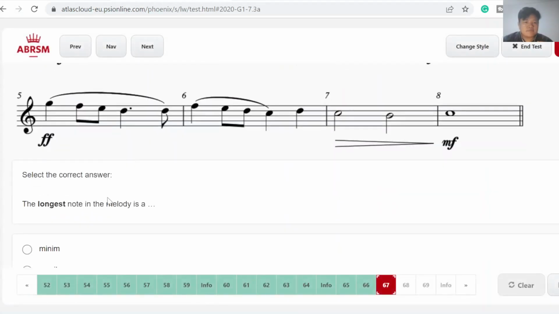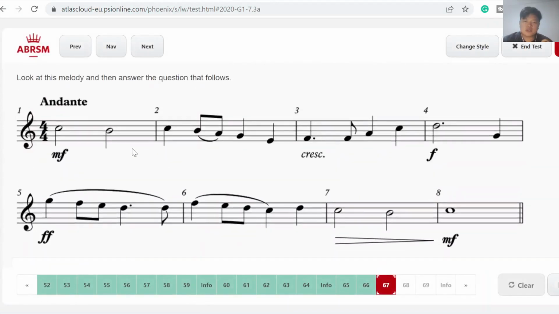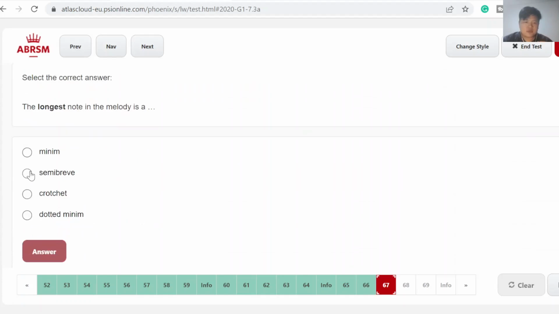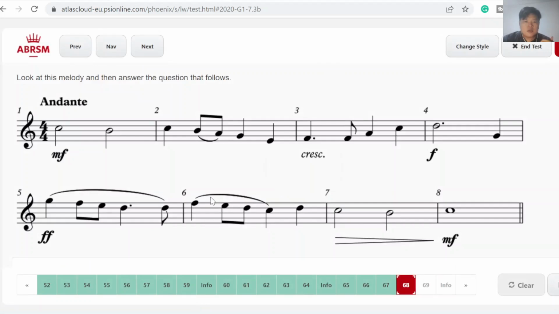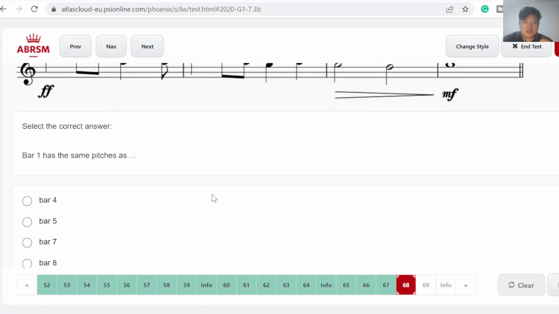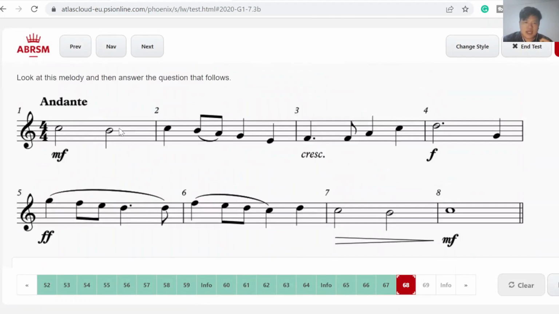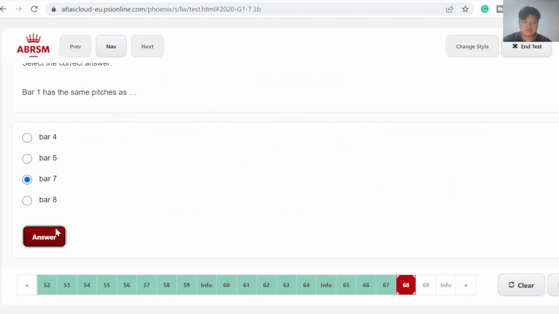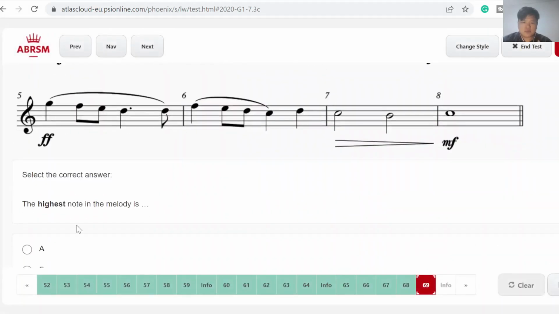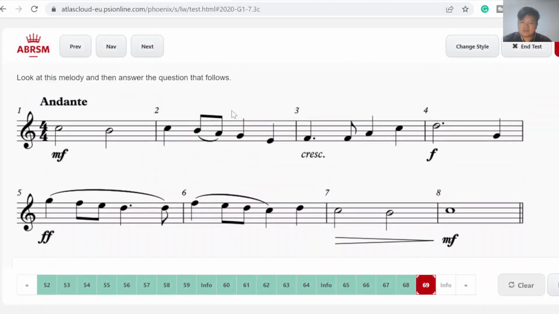Okay, question 67. The longest note in the melody. Yep, I found it, this one, bar 8. Alright, bar 8. Semibreve. Okay, bar 1 has the same features as, okay, I got a C and B. It's like a repeat, correct? Repeat the C and B again. Okay, fine, yes, I found it. So it's bar 7, a C and B again. So last question: the highest note in the melody is, okay, I found it in bar 5. Correct, it's a G.